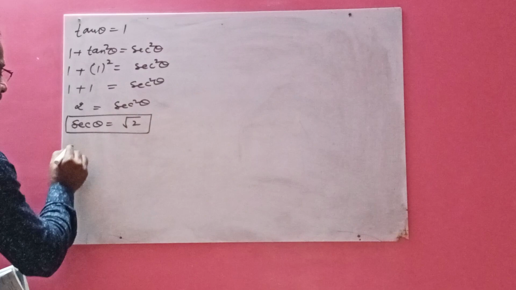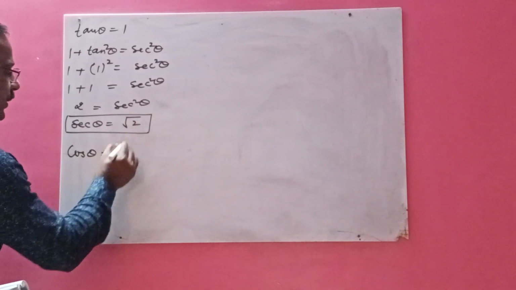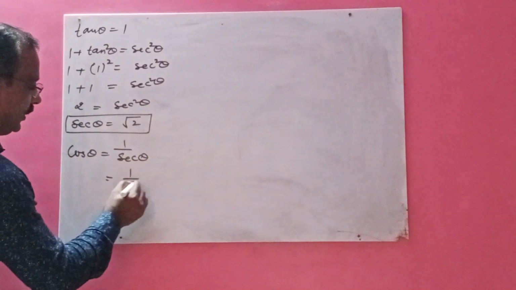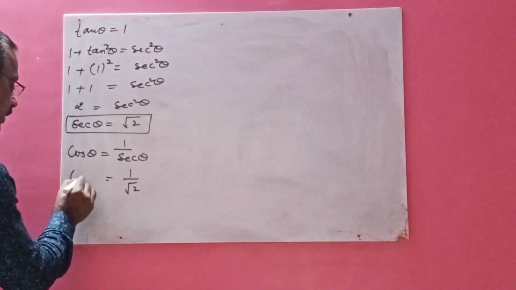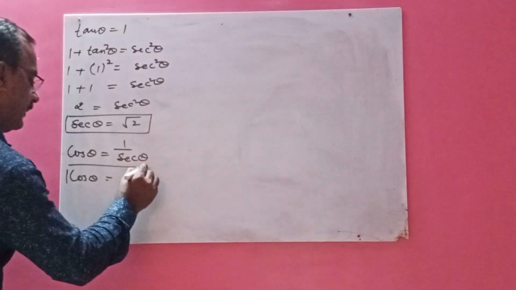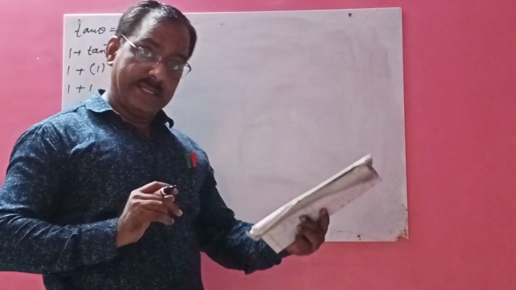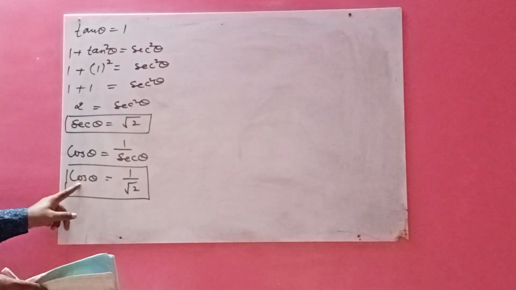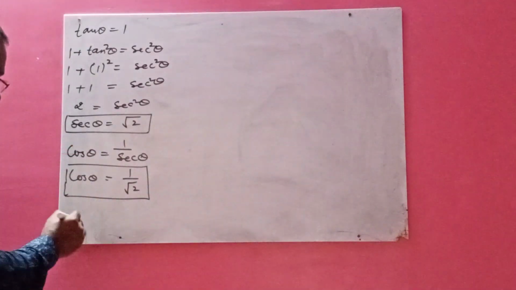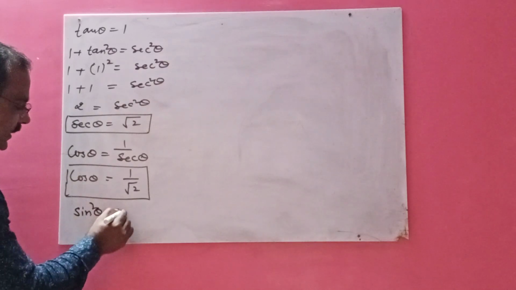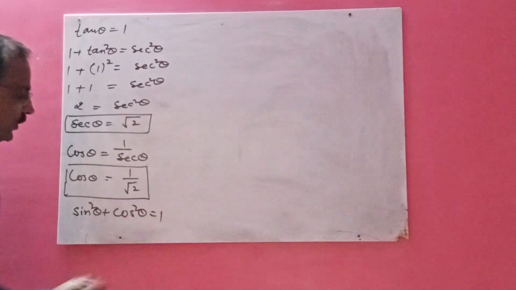So write cos theta is equal to 1 upon sec theta. That is 1 upon root 2. This is cos theta. The second one you got. Third one, you need sin theta. With the help of this cos, you can get sin. How? sin square theta plus cos square theta is equal to 1.